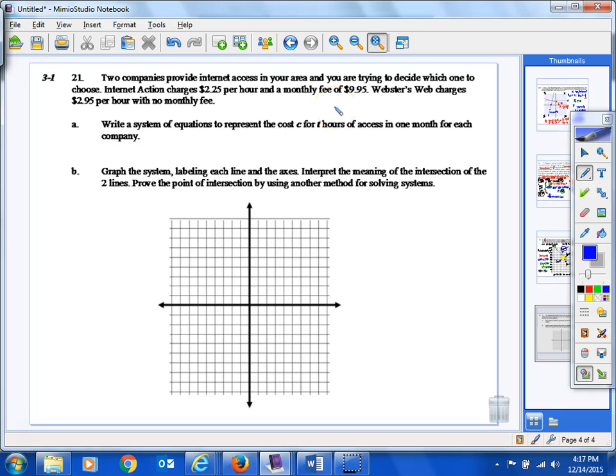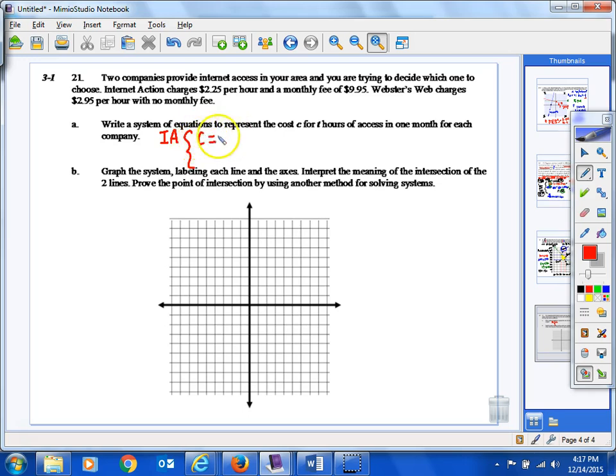Okay, we got one more. We have these 2 companies, and we're trying to decide which one to go with, and they charge their customers a little differently. So let's write this system of equations to represent the cost. All right, so let's do the Internet Action. I'll just abbreviate it as IA, Internet Action. They charge us cost, C, equals, and the other variable we're told to use is C for cost and T for hours.